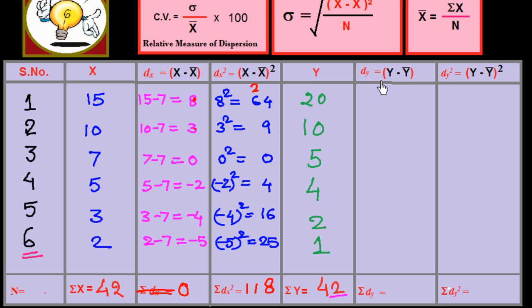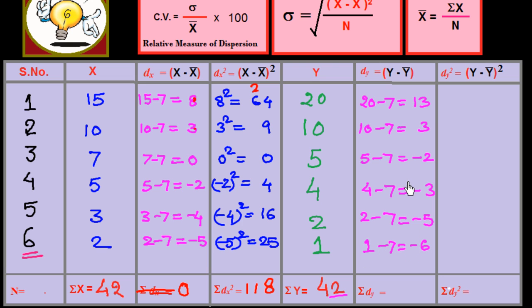Now we find out dy, the deviation of y from the mean. So here we know that the y bar is also 7. So we get 20 minus 7, which is positive 13. 10 minus 7, which is positive 3. 5 minus 7, which is negative 2. 4 minus 7, which is negative 3. 2 minus 7, which is negative 5. And 1 minus 7, which is negative 6. So we have got all these.